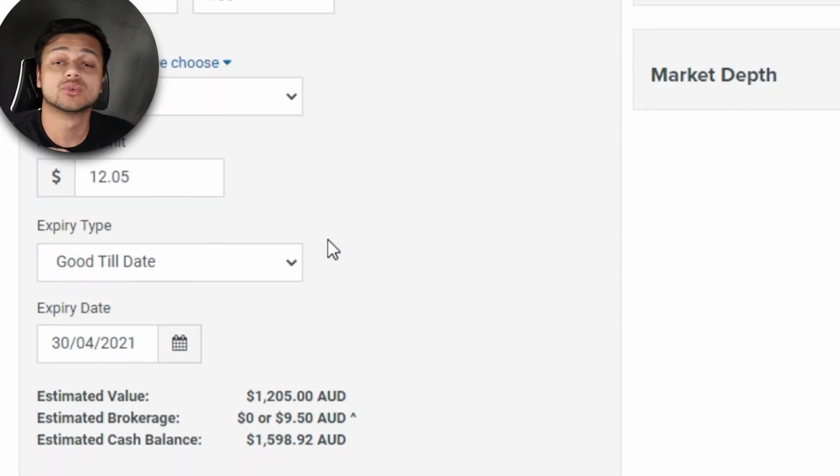Now generally speaking, with SelfWealth, you will pay a brokerage fee of $9.50 per trade, and you can see this by the estimated brokerage down here of $0 or $9.50. The reason why it says $0 is that if you use a referral link to sign up, you can get 5 free trades that last for 30 days. So that basically means that you can buy and sell shares brokerage free.